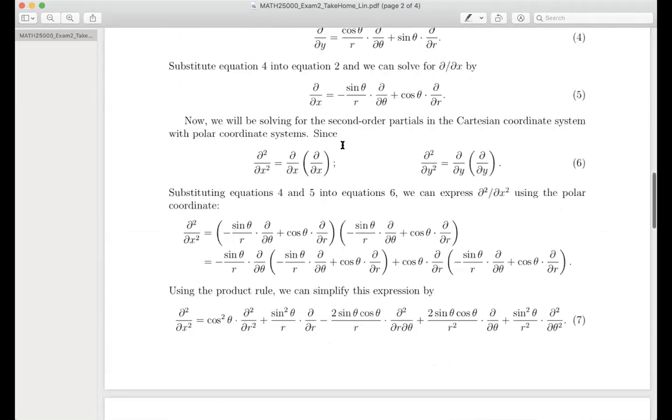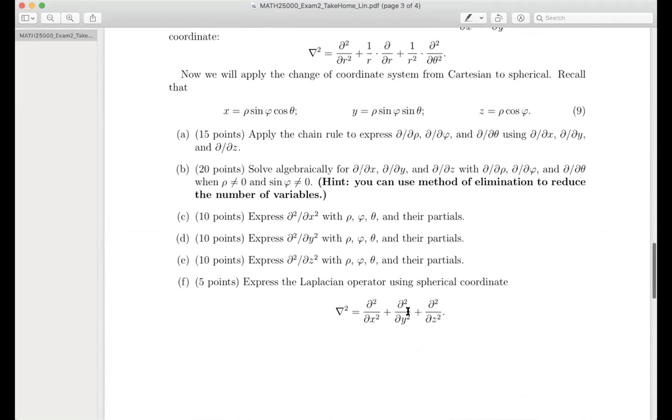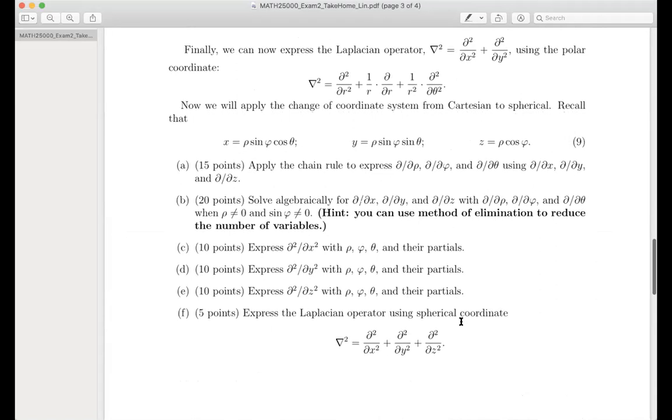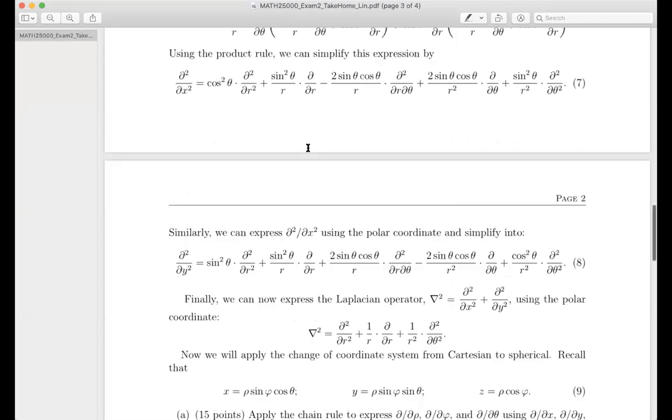So for the first question, I want you to rewrite the Laplacian operator, which is the sum of the second order partials for x, y, and z, using spherical coordinates, using phi, rho, and theta. The formula for changing coordinates is here. X is rho sine phi cosine theta, y is rho sine phi sine theta, and z is rho cosine phi.